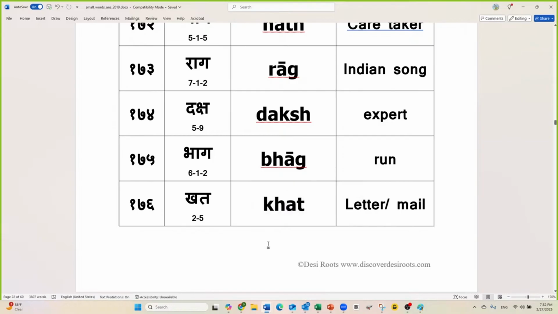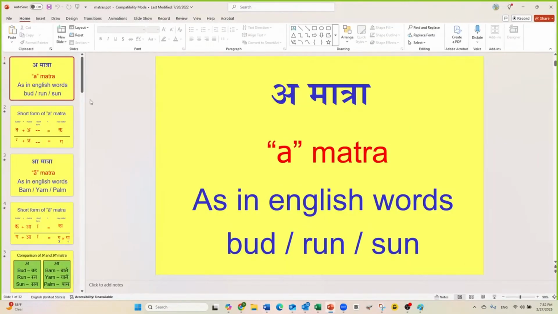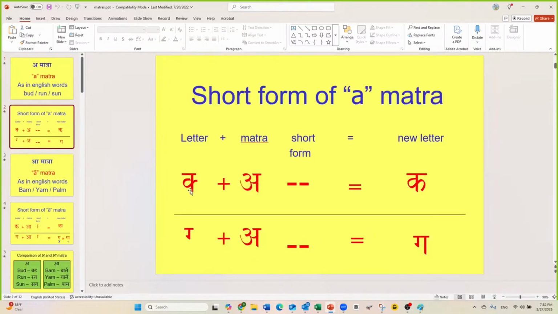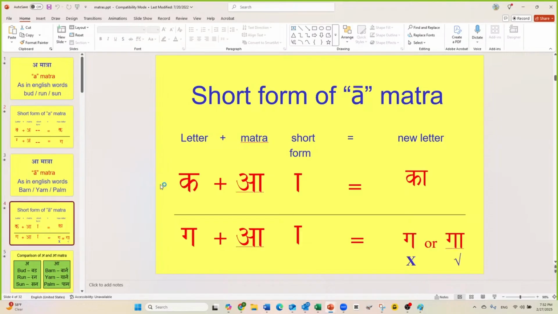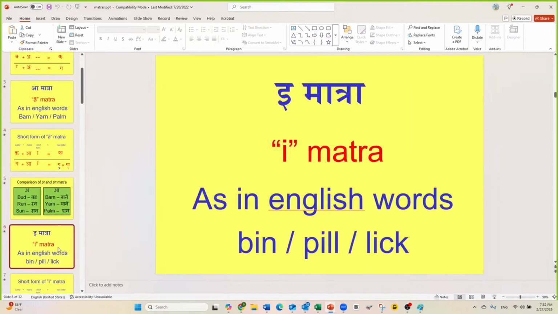Did you all finish writing all the words? Yeah. Everybody? Okay. Now I want to quickly show you all something. Remember we did matras and we had said there are half letters, k combined with a to become ka. Remember this? We have done this. So we have been reading letters with a matra. Today we are going to go to a letter with a new matra.